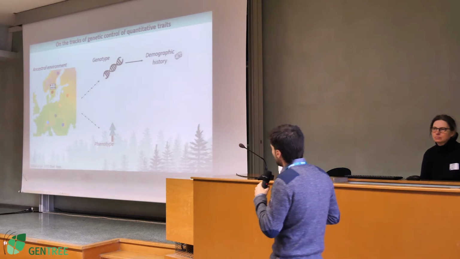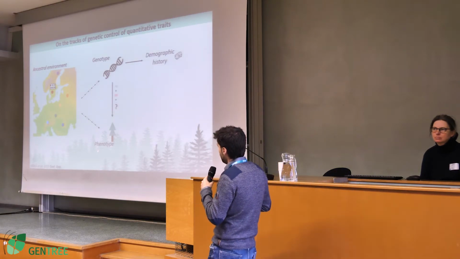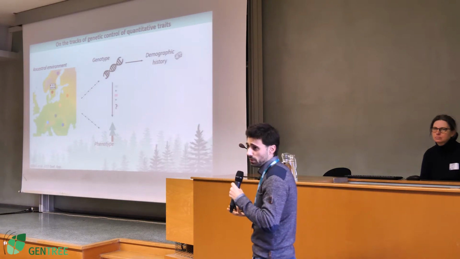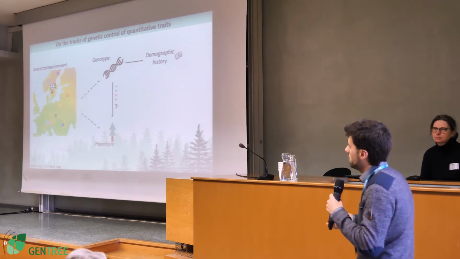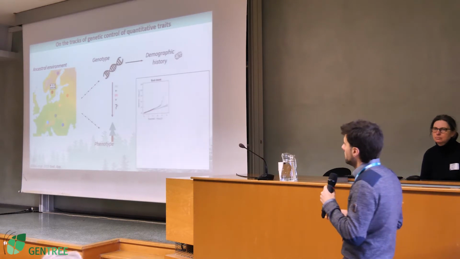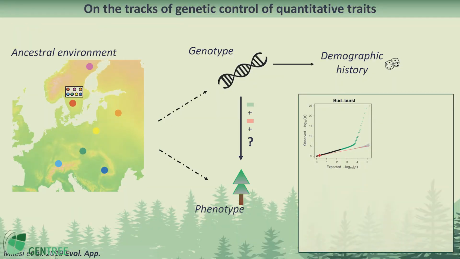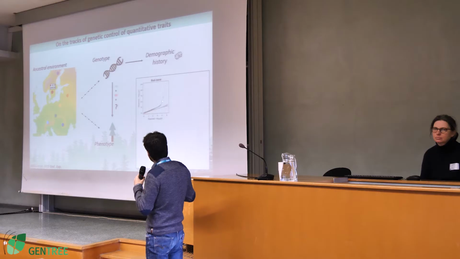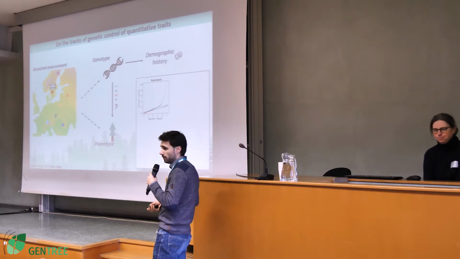So we know about demographic history, we know about the variation of phenotype. What about the determinism of those traits? So we conducted an approach through GWAS. And this is what we had for the bud burst. We detected a lot of SNPs that were involved in its control.